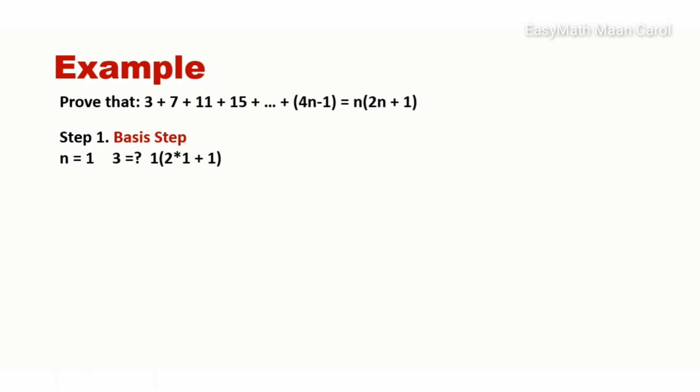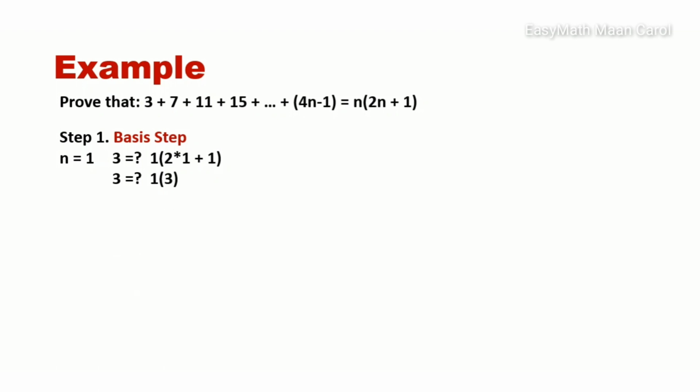For n is equal to 1, kukuha lang tayo ng isang term dun sa left side, which is equal to 3. At dun naman sa right side, all we need to do is to substitute the value of 1 to letter n, or the variable n. So, mangyayari yung right side, we have 1 times the quantity 2 times 1 plus 1.